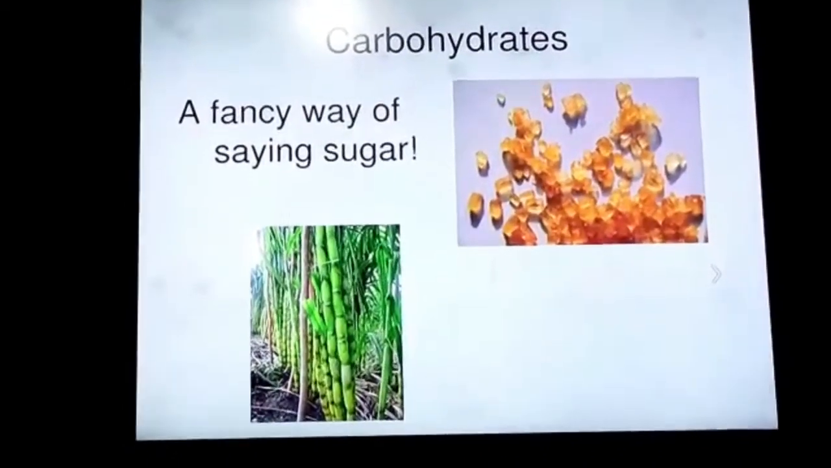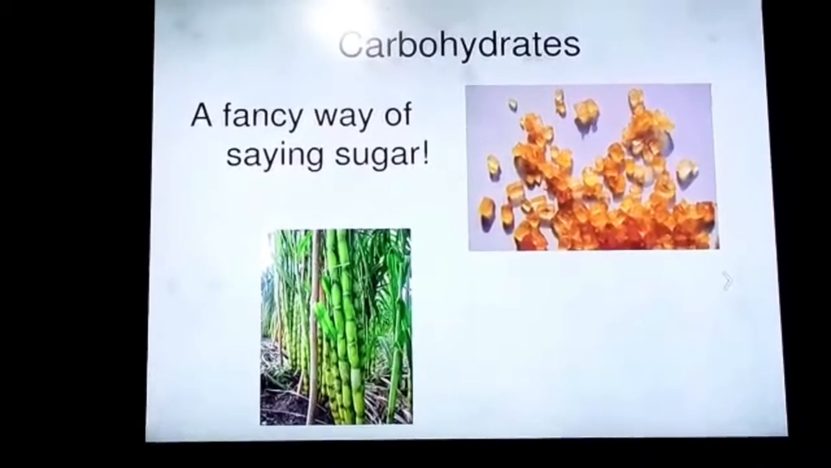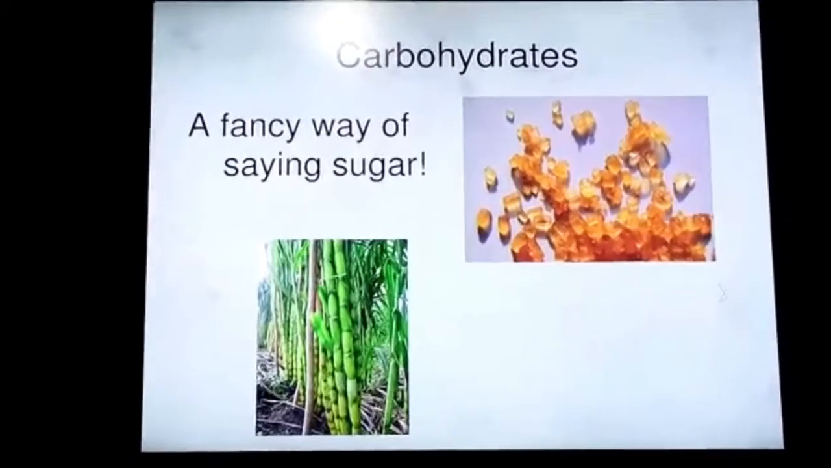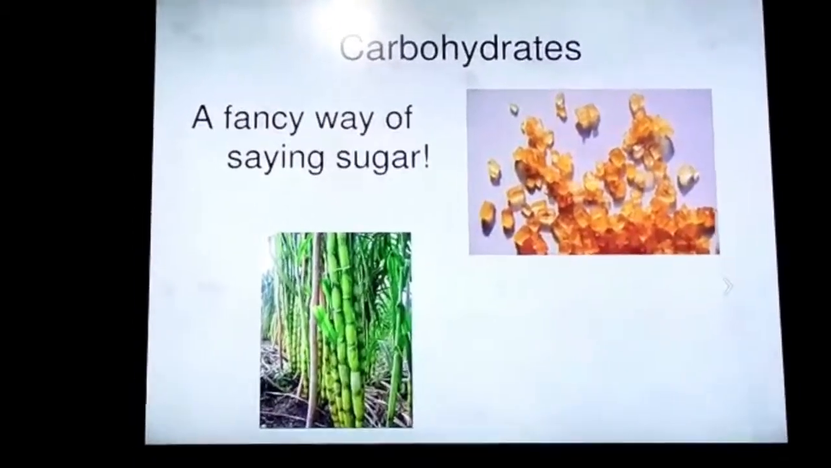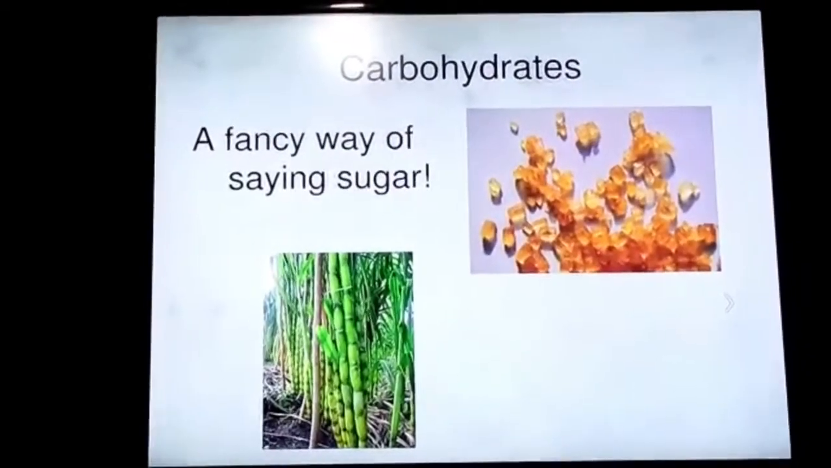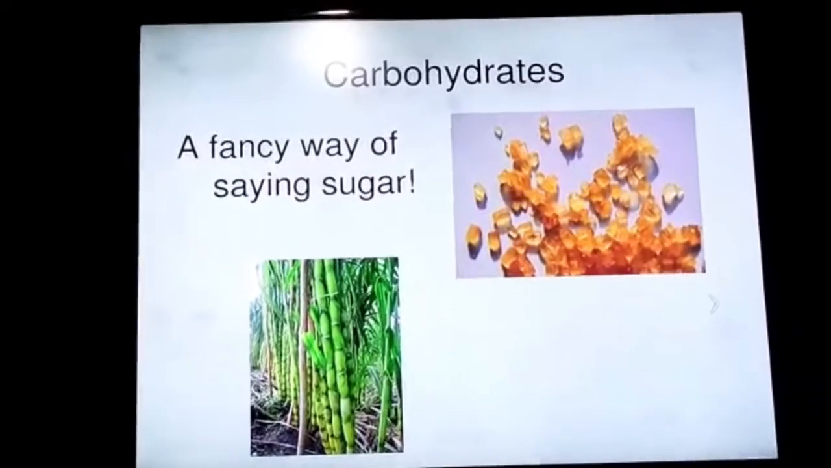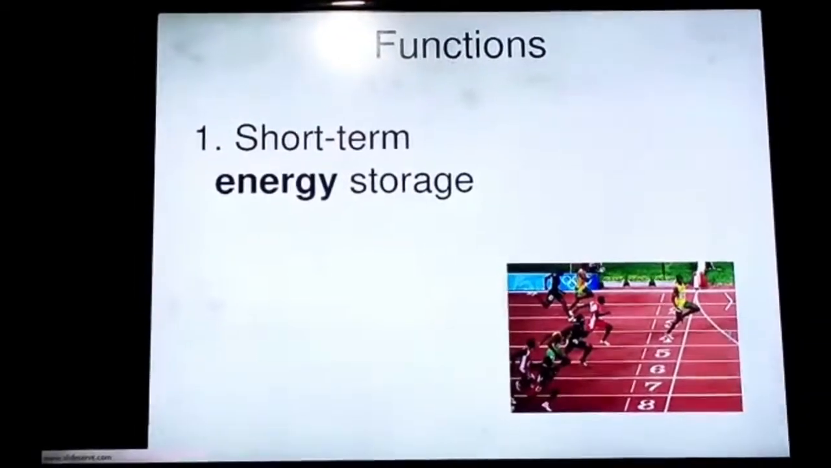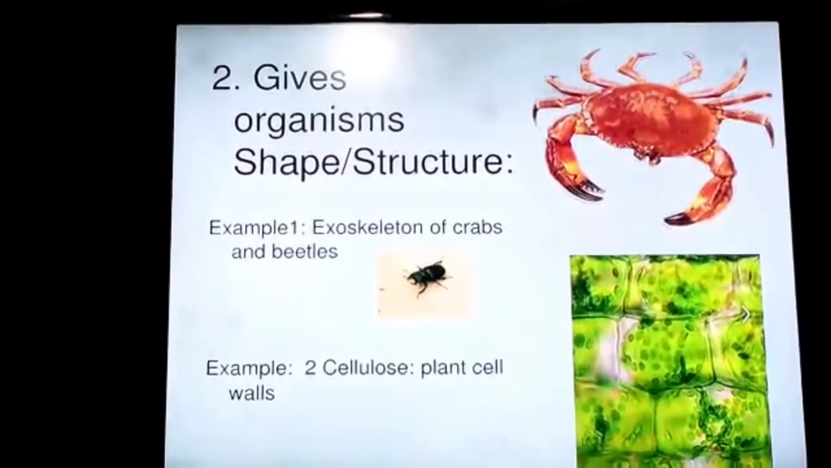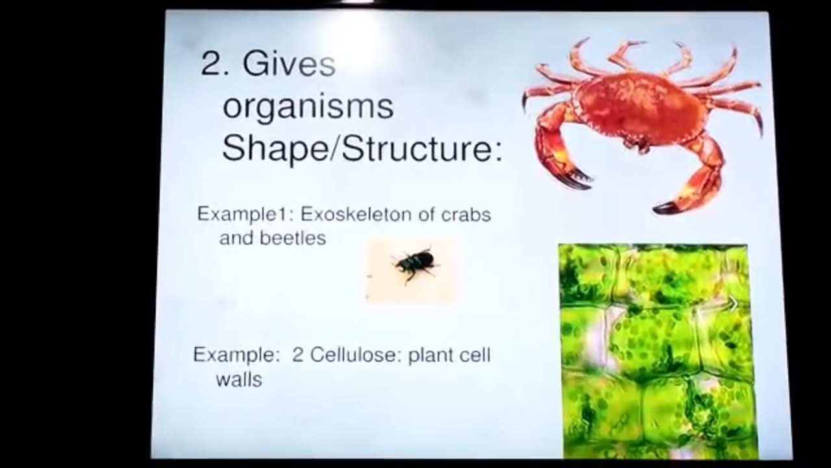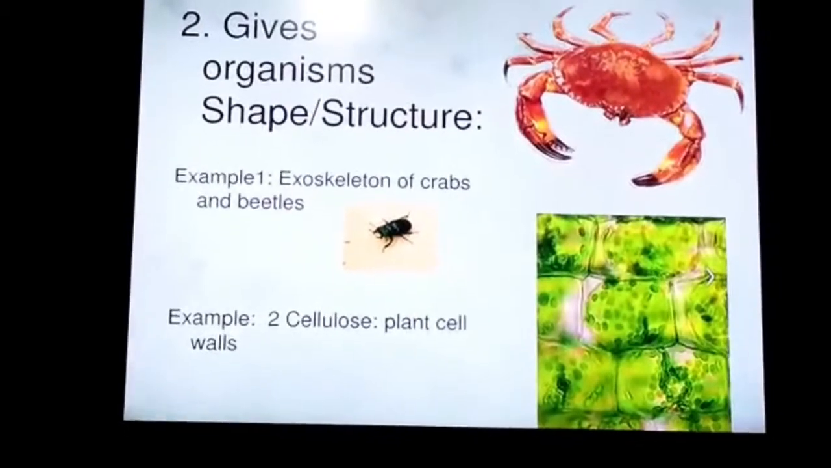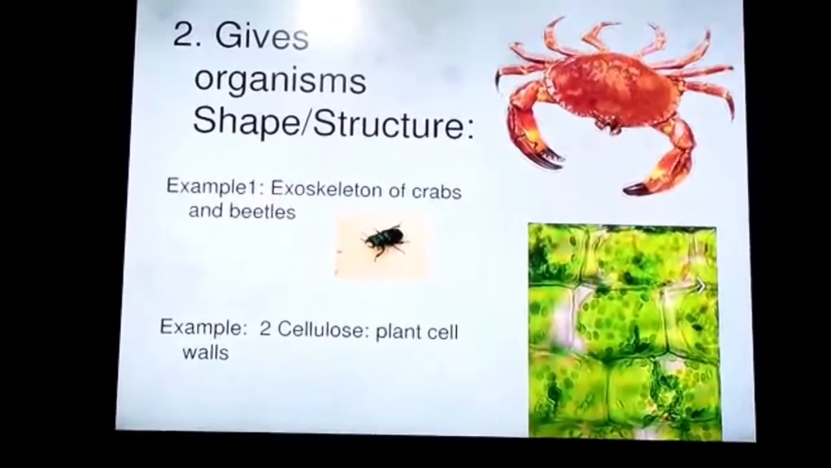Carbohydrates, number one. It is actually carbo and hydrates, मतलब hydrated carbons. The fancy way to say sugar. Sugar also contains carbohydrates, and different sources are present, like dates, palms and different types of fruits, which also contain carbohydrates. Their function is to provide energy to the body. Number two, their function is that they give organisms shape and structure, like crabs and insects, because their exoskeleton is made up of these molecules.